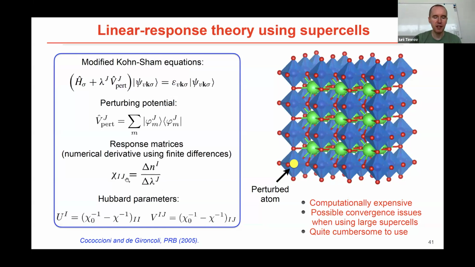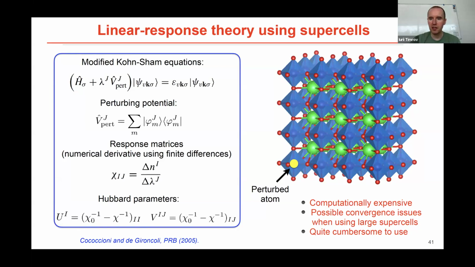This gives you the response matrix, chi. And then we invert it, so chi minus 1, and subtract the non-interacting analog, and we obtain Hubbard U, which would be the diagonal matrix elements. And V would be the off-diagonal matrix elements.